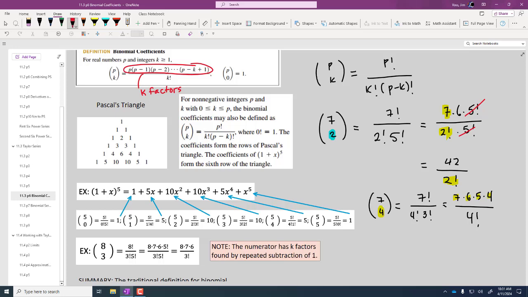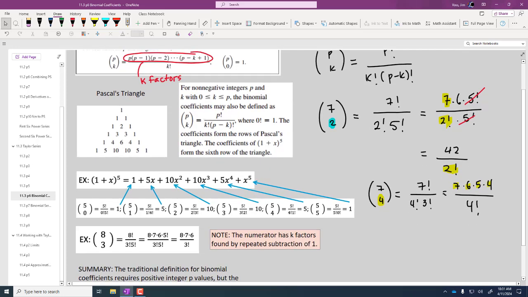So we'll take a break there, and then we'll talk about what the implications are with this modified definition. All right, 10 minutes.